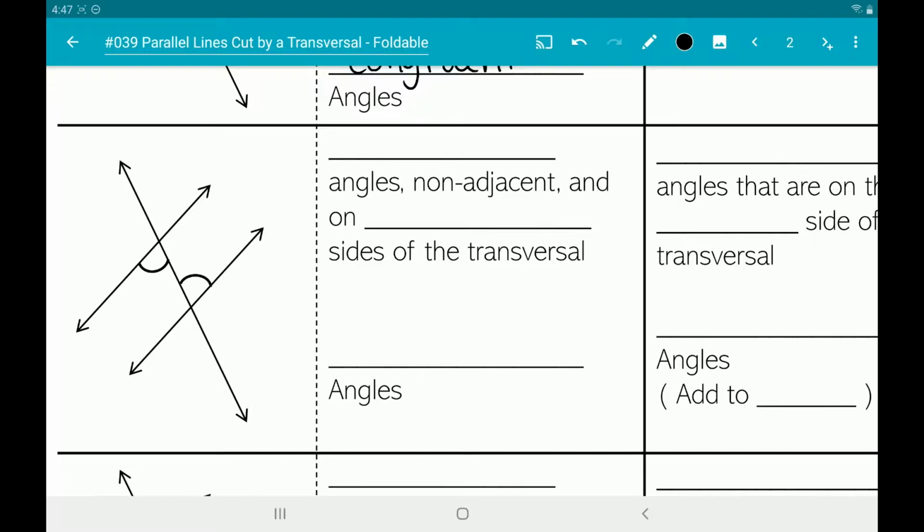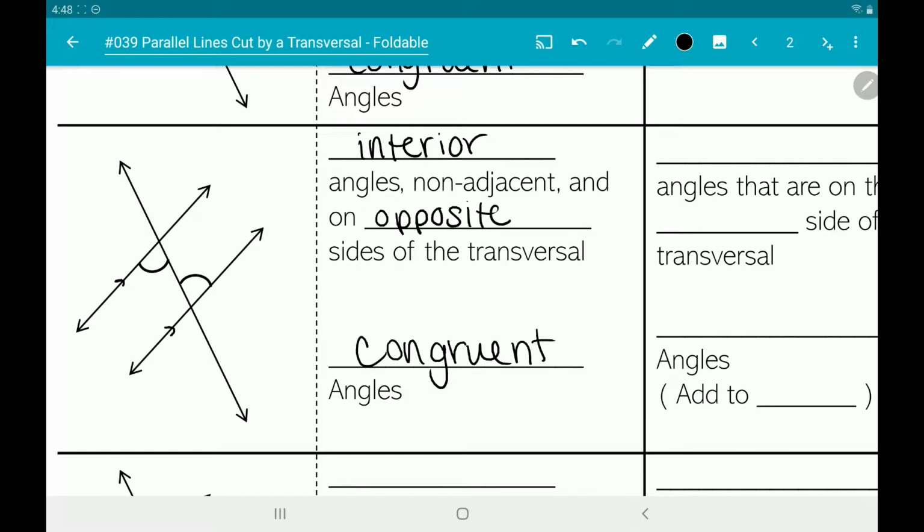Okay, so these ones, you can see they're on opposite sides of this transversal. There are ones on the left, ones on the right, and they are on the interior of these two lines, the parallel lines. Okay, so again, these two are parallel lines, so they are alternate interior angles. They're non-adjacent, so they don't actually share a side the way they would if they were adjacent. And they are on opposite sides of the transversal. And since these two lines being intersected by the transversal are parallel, these also are congruent. So anytime two parallel lines are intersected by a line and you have alternate interior angles, they're going to be congruent angles.